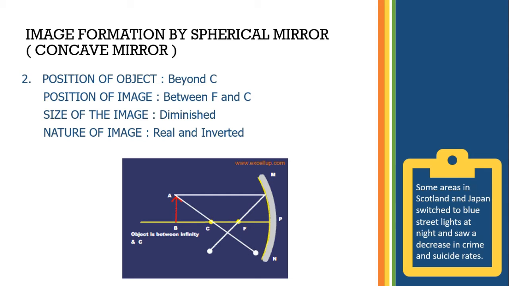The reflected ray will pass from F always. Now you can see the image is formed between C and F, that is A dash and B dash, and it will be smaller than object size. The size of an image will be smaller than size of object, and the nature of image will be real and inverted. It will be real. All the images formed on the left side of mirror will always be real and inverted. Always real and inverted.